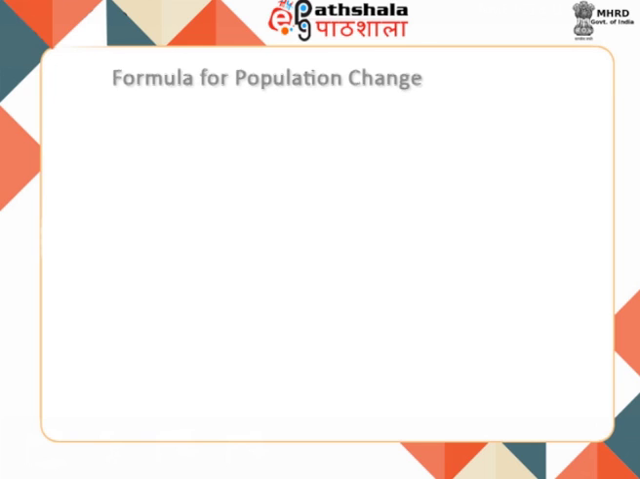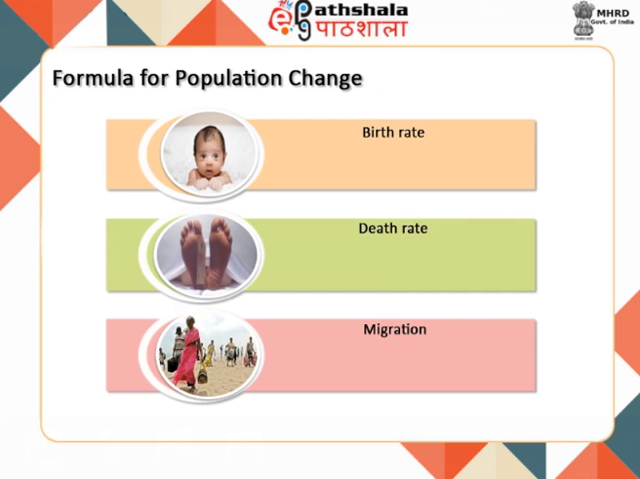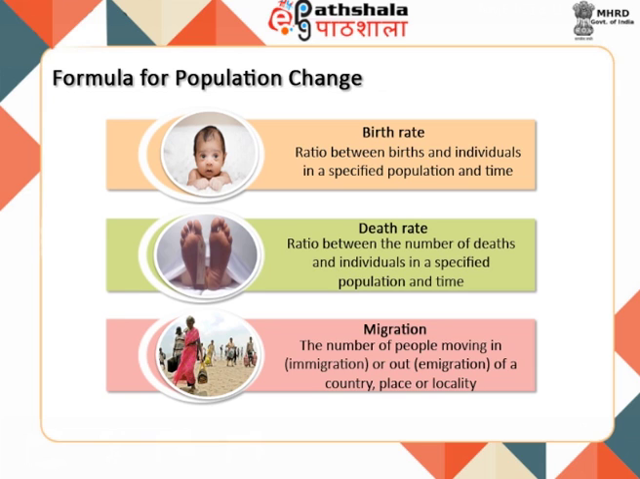The main factors affecting the population change are the birth rate, death rate, and migration. The birth rate is the ratio between births and individuals in a specified population and time. The death rate is the ratio between the number of deaths and individuals in a specified population and time. Migration is the number of people moving in, immigration, or out, emigration, of a country, place, or locality.